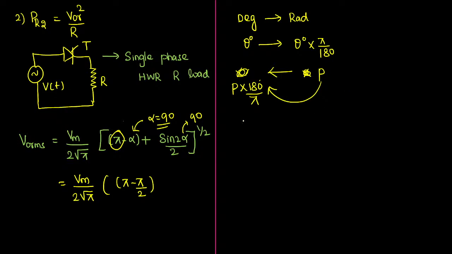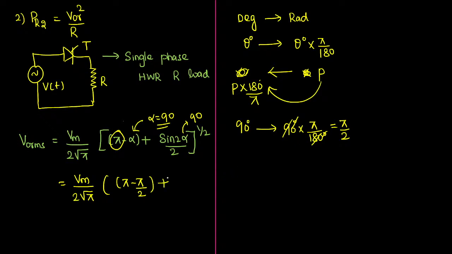See, I have 90 degree. I want to convert it into the equivalent radian value. What will you do? 90 degree into pi upon 180 degree. Now degree gets cancelled. 90 by 180 becomes 1 by 2. So its equivalent radian value will be pi by 2. Do remember all the fundamental basics.